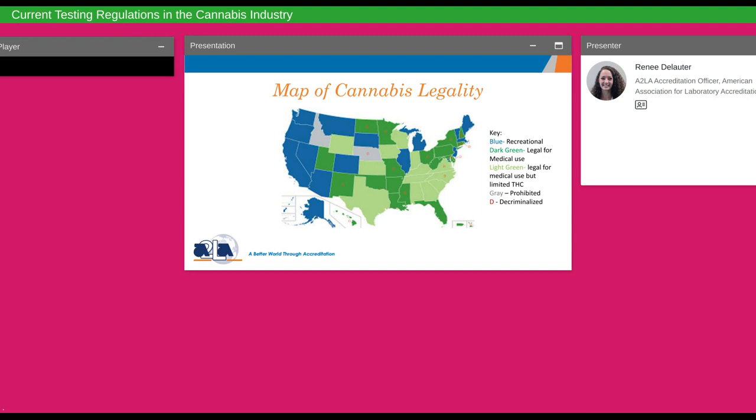The states that have the red letter D on them are the states that have decriminalized cannabis. This is not the same as legalization. The states that have decriminalized cannabis typically have a legal limit. For instance, in Maryland, you can possess up to 10 grams of cannabis with no penalty, but possession of more than 10 grams includes fines and potential jail time.